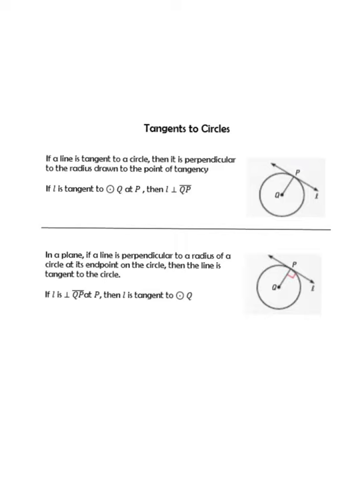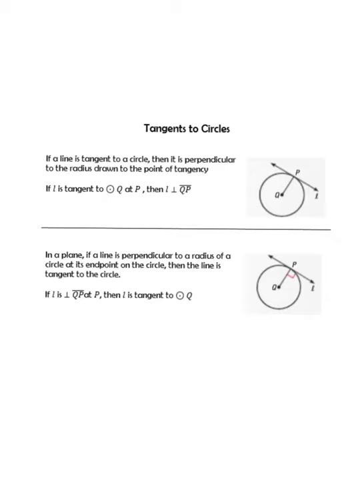All right, tangents to circles is the topic right now, and when we're looking at this, first we're going to get a little mathy and say that if a line is tangent to a circle, then it's perpendicular to the radius drawn to the point of tangency. So if line L is tangent to circle Q at P, then L is perpendicular to QP.